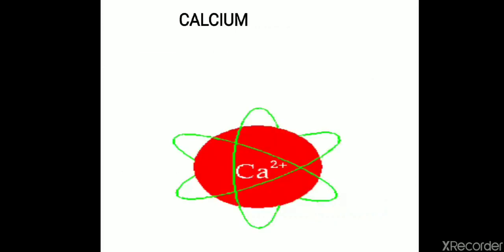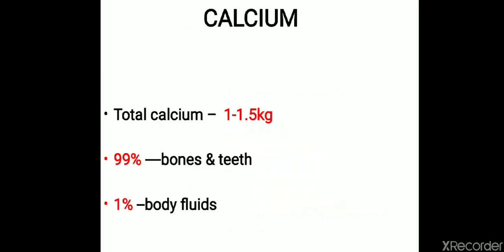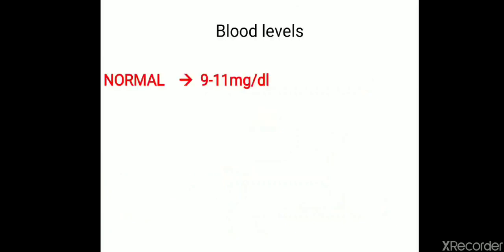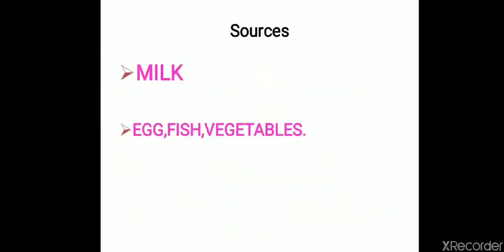First of all, we will see the metabolism of calcium. Regarding calcium, the total amount of calcium present in our body is around 1 to 1.5 kg. Among this, 99% is present inside the bone and teeth, and the remaining 1% is present in the body fluid, including the blood. The normal blood level of calcium is around 9 to 11 milligram per deciliter.